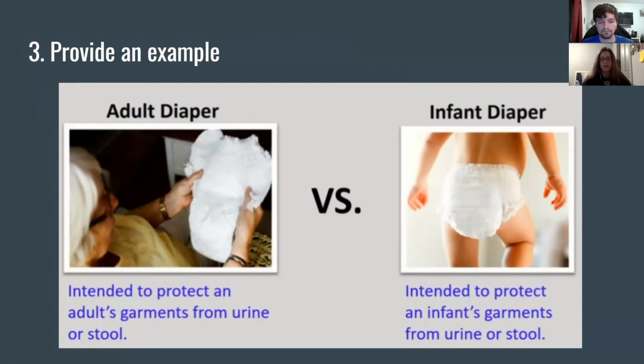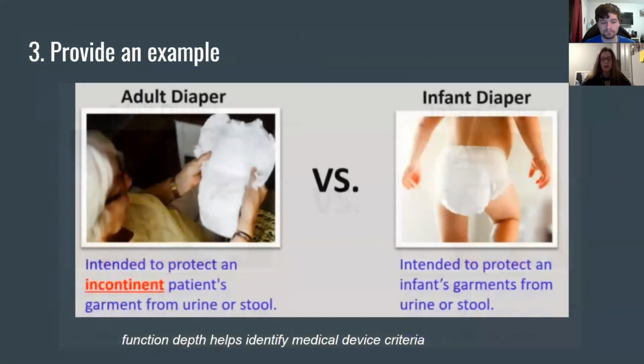But then after looking further into the functionality of this product, they were able to see that the adult diaper is classified as a medical device because it protects incontinent patients. So it is providing a medical service to adults, where the infant diaper is still just a garment that protects all infants from urine or stools.